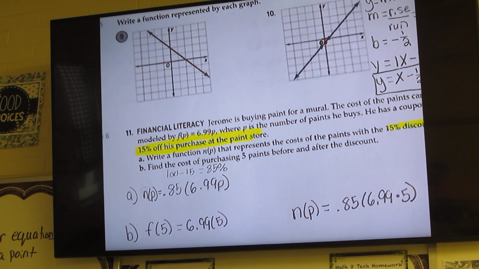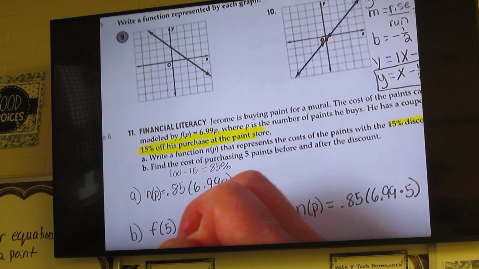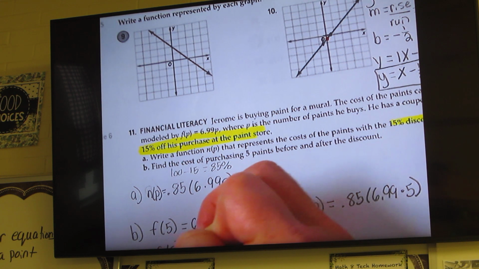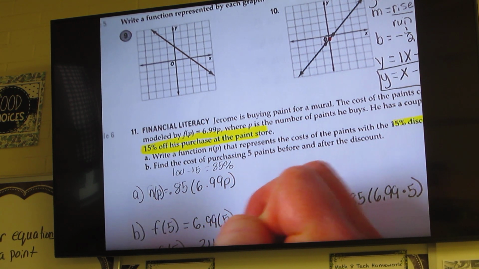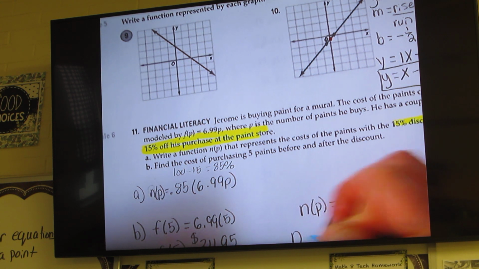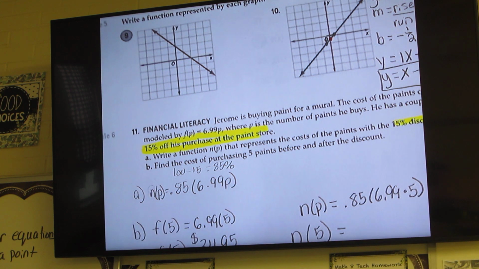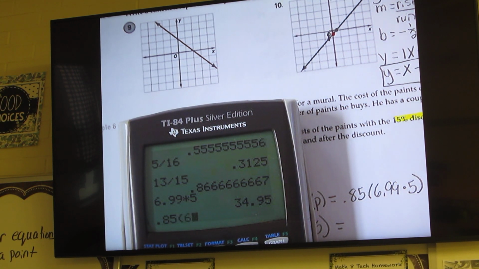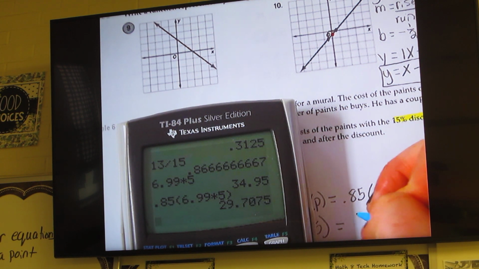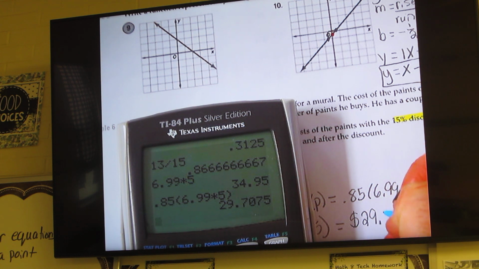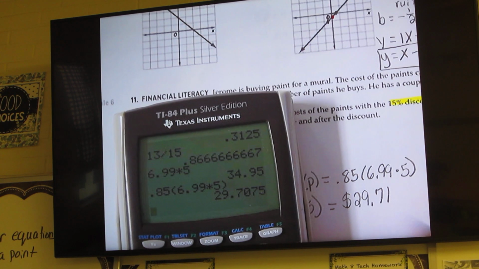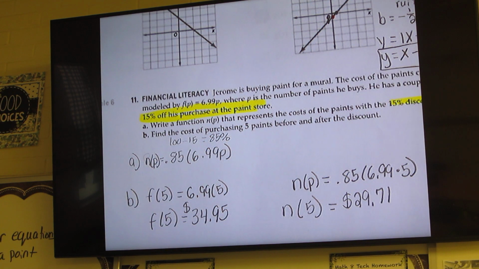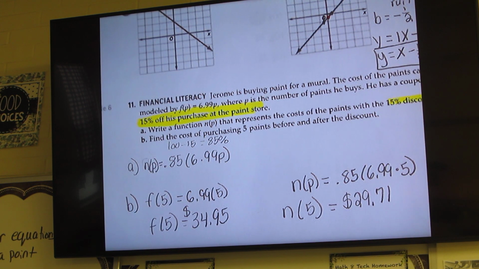Alright, we plug those values into our calculator. $6.99 times 5, so f of 5, gives me $34.95. And n of 5 gives, you do 0.85, type it in exactly like this, parentheses, 6.99 times 5. And we're going to round, so we'll do $29.71. Okay. Short and quick, but I hope informational and helpful.